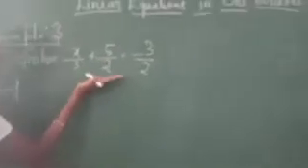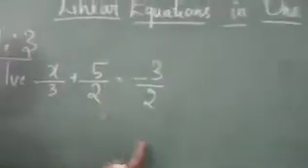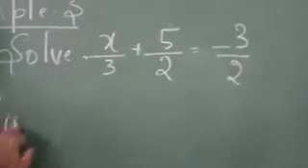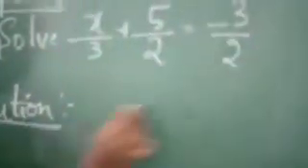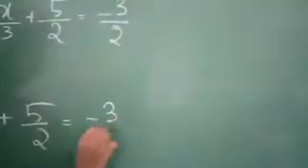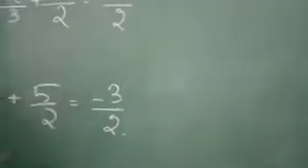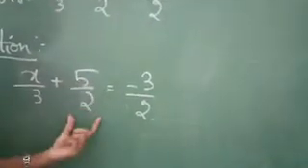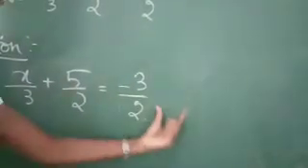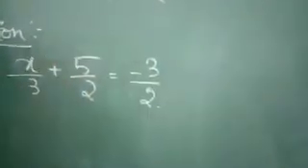So first of all, you have to transpose this 5 by 2 to the RHS of the equation. So you first write the linear expression as it is: x by 3 plus 5 by 2 is equal to minus 3 by 2. Now you first transpose. Transpose means you are just shifting this 5 by 2 rational number to this side, that is the RHS of the equation.